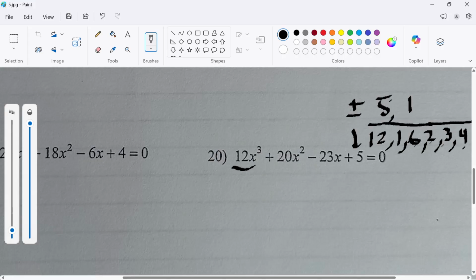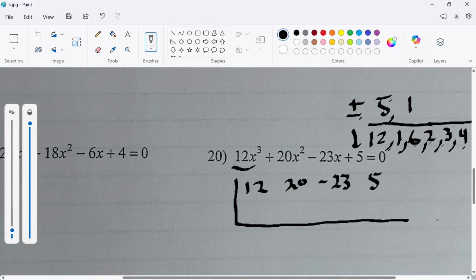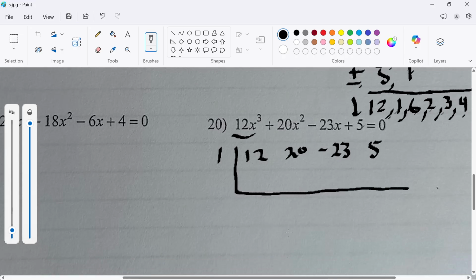Well, I'll check the easiest ones first, 1 over 1, and plus or minus 1 over 1. So I'll try plus 1. I'm going to use synthetic division, 12, 20, minus 23, 5. I've got every power of x, 3, 2, 1, and then just the constant. I'm trying the simple ones first. So I bring down the 12. 1 times 12 is 12. 12 plus 20 is 32. 1 times 32 is 32. That's plus 9. 1 times 9 is 9. And that's 14. So the last number isn't 0. That's not a root. 1 is not a root.